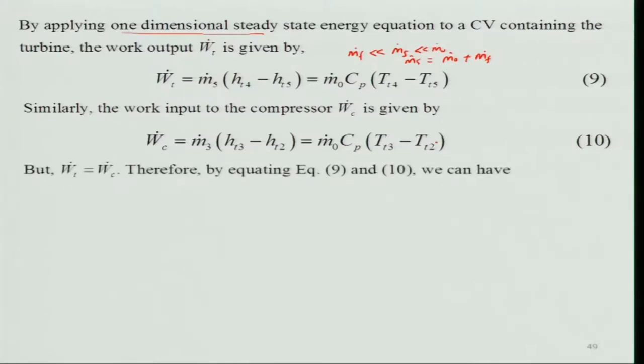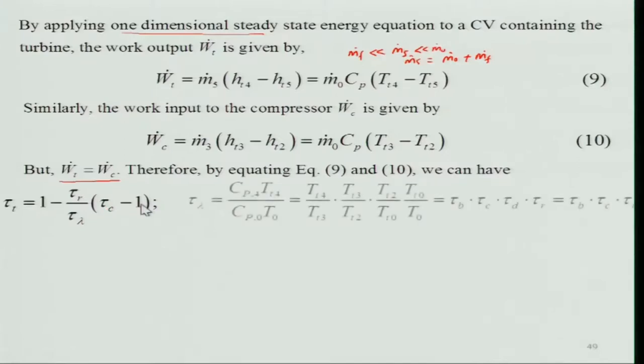And when we equate this, the work done by the turbine is the same as the work taken by the compressor, then we'll get an expression: tau t is equal to 1 minus tau r by tau lambda in the bracket tau c minus 1. Keep in mind that we can express in terms of tau lambda, because that is how much heat is being added, or the total enthalpy at the exit of the combustor divided by the amount of enthalpy entering into the engine, right?